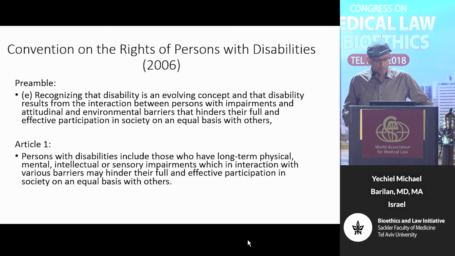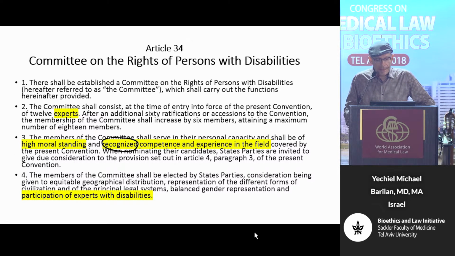This invites medical knowledge. And this convention is famous for its inclusiveness. It requires a committee of 12 experts who are recognized for high moral standing, competence, and experience in the field. And it requires participation of experts with disabilities. So that's great.